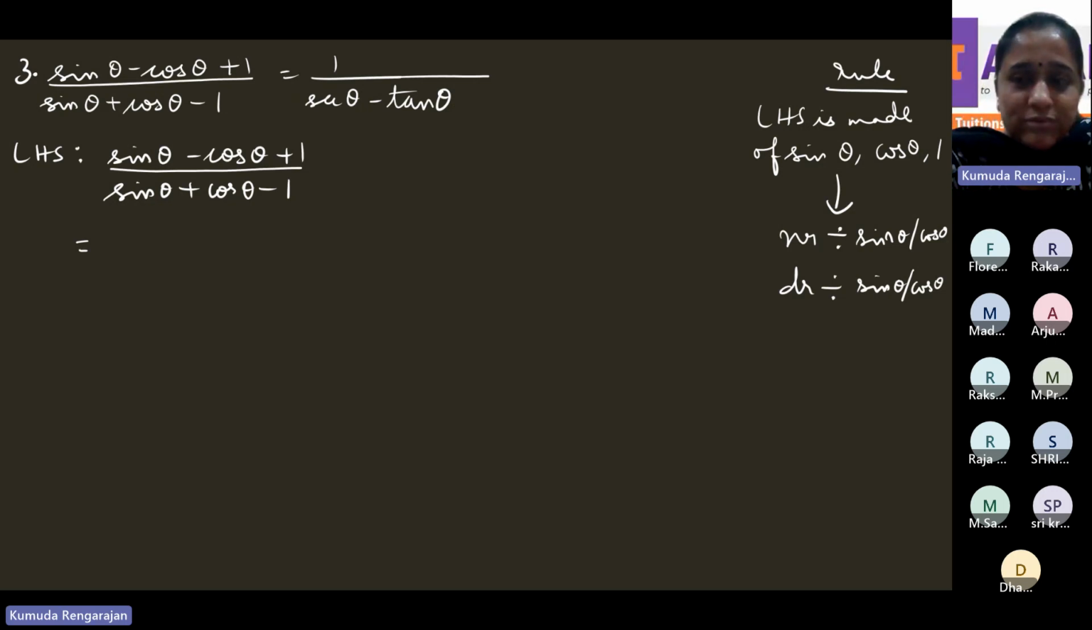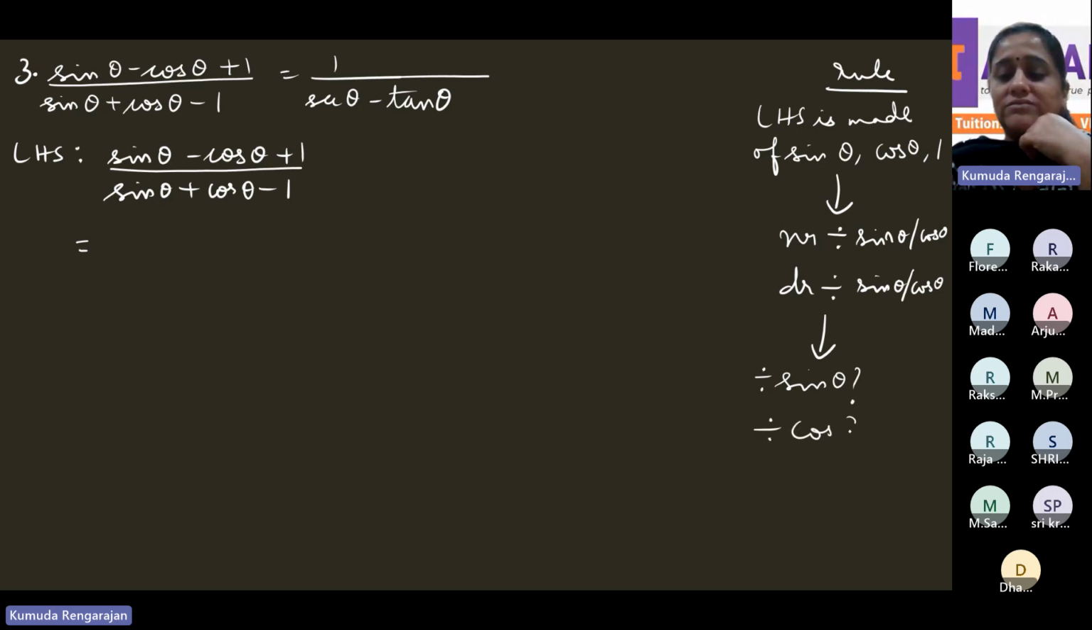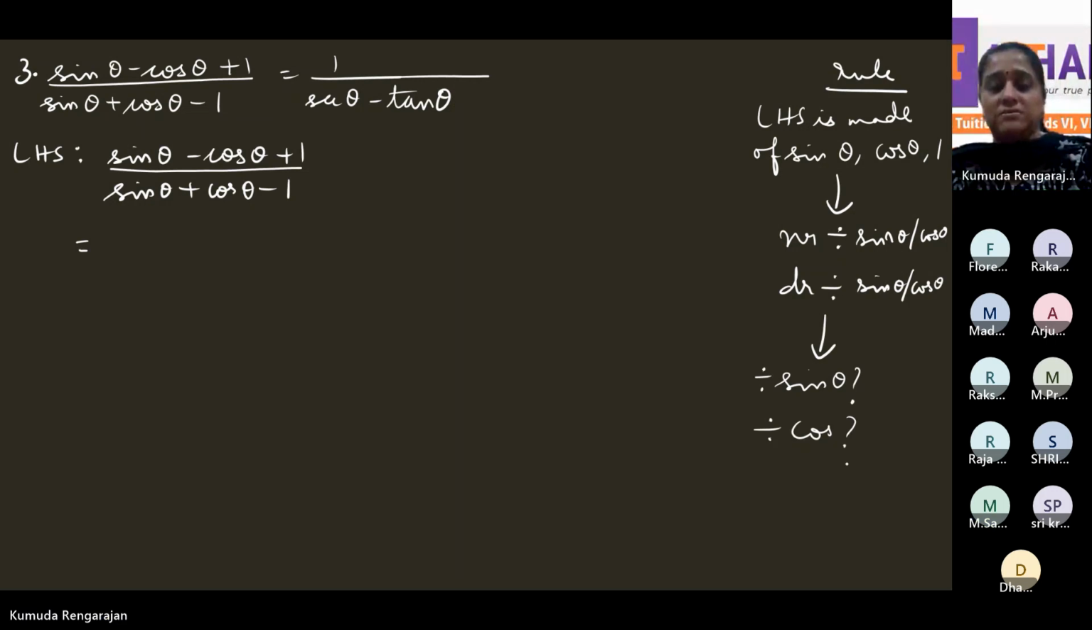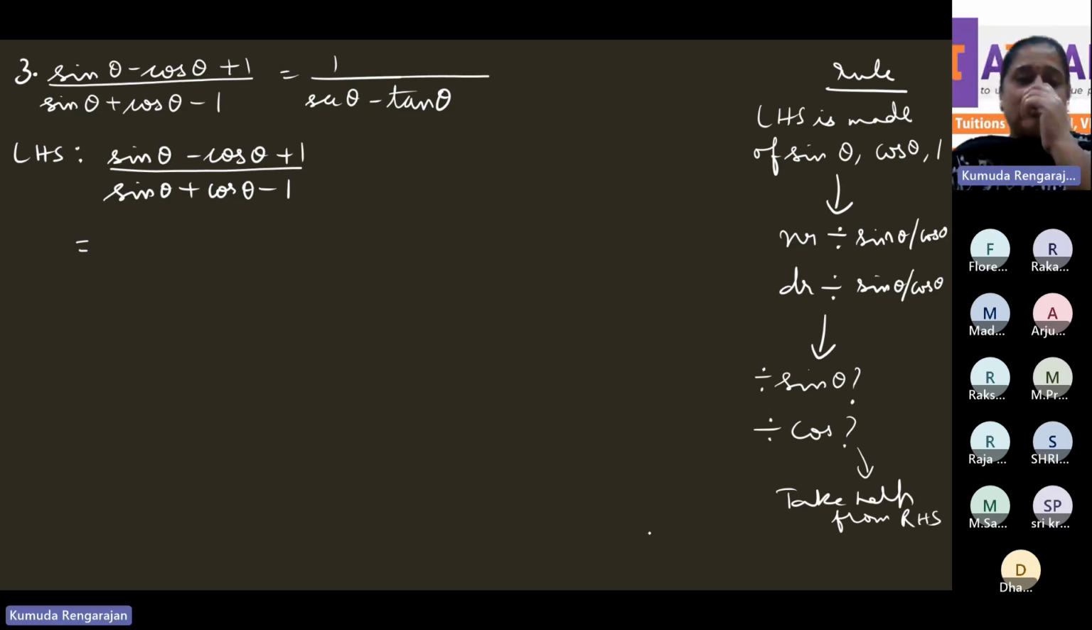So now we know the next step. I have to divide the numerator and the denominator by sine theta or cos theta. Now the next step is to decide whether it is by sine or cos. Should I divide by sine theta or should I divide by cos theta? For this you should take help from the RHS.